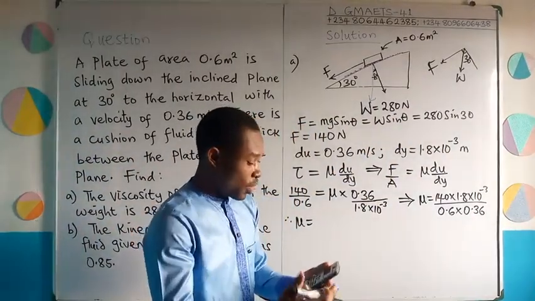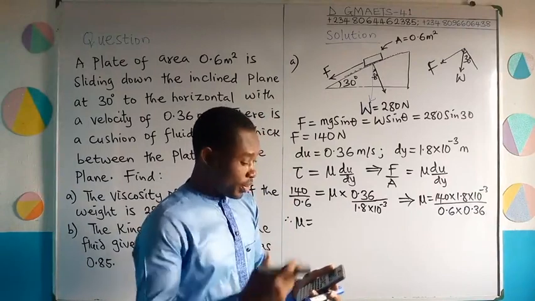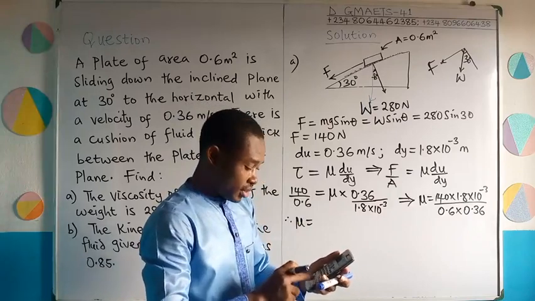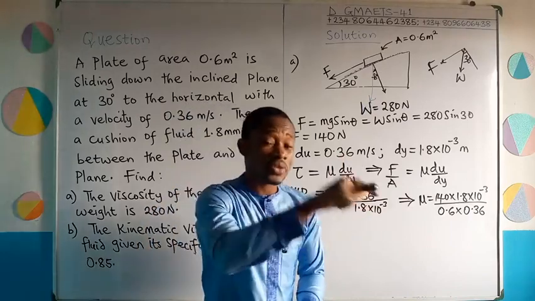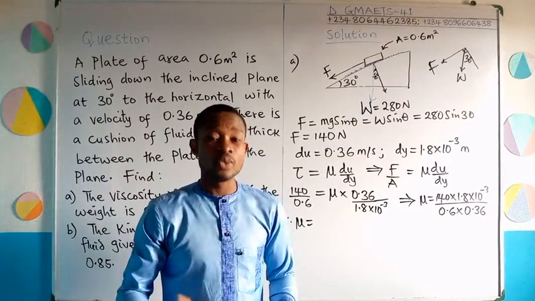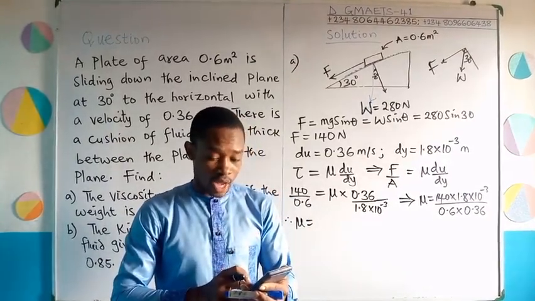So I'm just pressing 140 times 1.8, then I will divide it by open bracket, because I want to press everything together in the denominator. 0.6 times 0.36 times, remember I said that the 10 raised to power minus 3 is coming down to the denominator to become positive 3. And 10 raised to power 3 would give you 1000. So 0.6 times 0.36 times 1000.